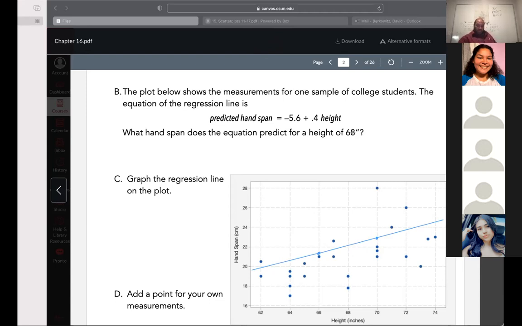I'm sorry. So you're using the y equals mx plus b equation or no? Yep, this is the y equals mx plus b equation right here, except you're putting in the 68 inches. So for what handspan does the equation predict for a height of 68 inches, you're putting in the 68. Yeah, put 68 in there and it'll pop out 21.6. Oh, okay, got it.